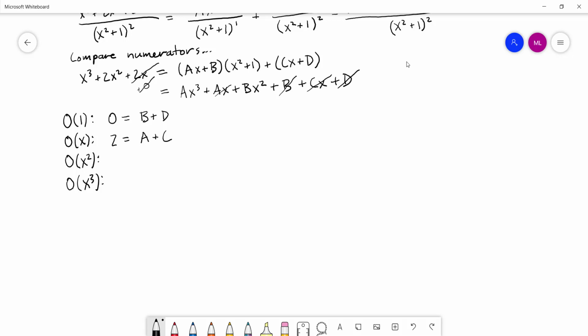Now let's do the order x squared. I have 2x squared on the left, right? 2x squared on the left, and on the right I just have bx squared. So there's just a b on the right hand side. We've killed off that term now. And finally, for the x cubes, I have 1x cubed on the left, and I have ax cubed on the right.